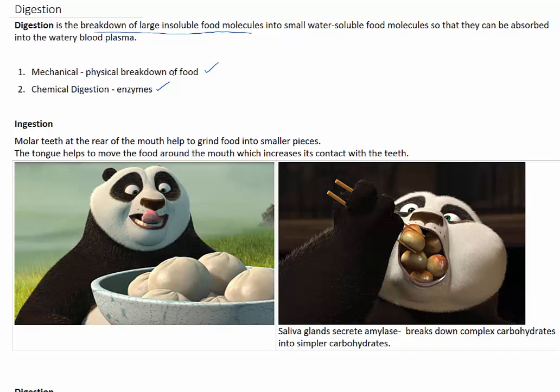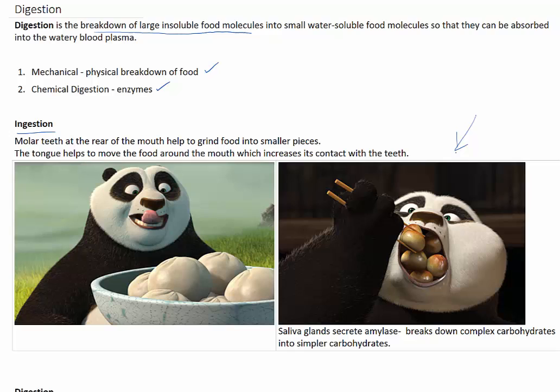So let's look at these steps in a little more detail. Most animals, just like Kung Fu Panda here, take food in through the mouth. And this is where mechanical and chemical digestion begins. Molar teeth at the rear of the mouth help to grind food into smaller pieces. The tongue helps to move this food around the mouth, which increases its contact with the teeth, further breaking it down.